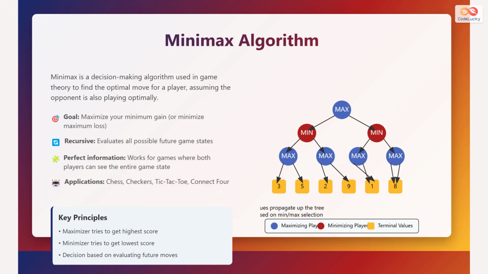The key principles of Minimax are as follows. The maximizer tries to get the highest score. The minimizer tries to get the lowest score, and decisions are based on evaluating future moves.